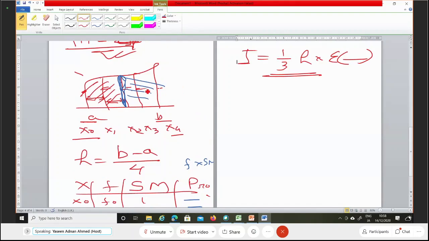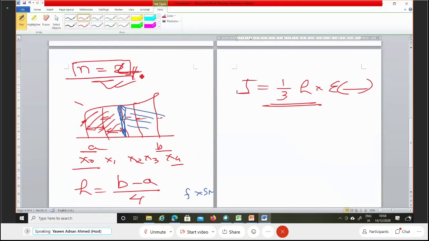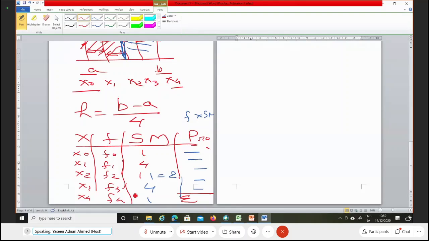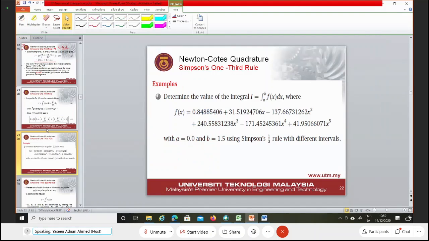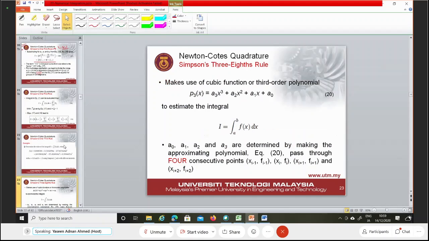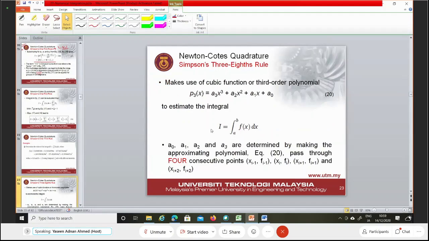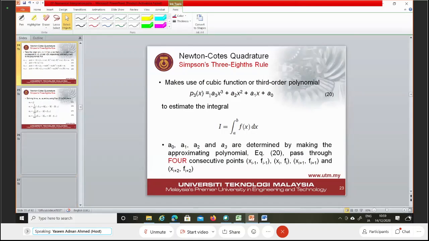So like this way we can have n equal to 2, 4, 6, 8, 10. It could be given. Then you have to make your table in this way, and you need to shuffle the Simpson multiplier. Okay, so that's the thing. So try to solve some problems and try to watch the video. I will again explain something about the Simpson 3/8 rule in my next class.